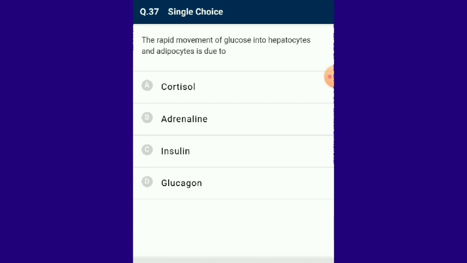Question number 37. The rapid movement of glucose into hepatocytes and adipocytes is due to. It is the earliest known hormone. It is also called hypoglycemic or anti-diabetic factor as it decreases the glucose level in blood and prevents the occurrence of diabetes. It is secreted by beta cells of the islets of Langerhans. Secretion of insulin is stimulated by higher glucose level in blood than the normal level. Insulin acts on three target tissues: hepatocytes of liver, muscles, and adipocytes of adipose tissue. So the answer is option C, insulin.